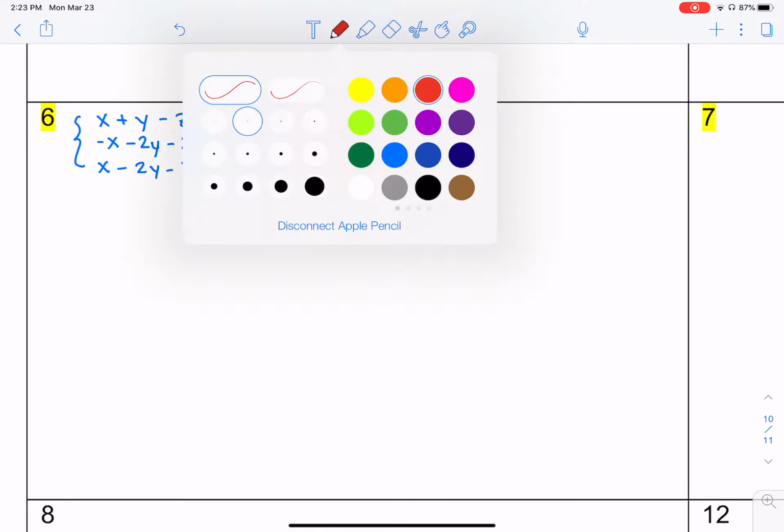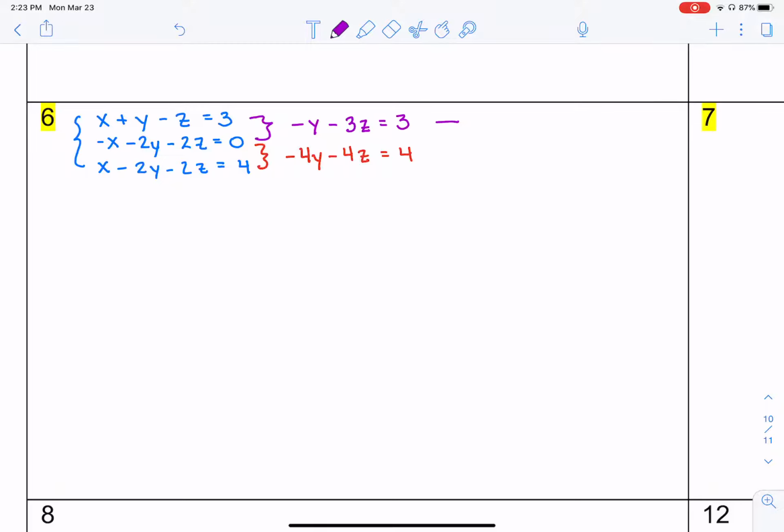But what I can do is rewrite this purple very easily by solving for y. Okay, so if I solve for y on the purple, first thing I'll do is add the 3z over. And then I have to get rid of the negative. So I get y equals negative 3z minus 3. And the reason I solve for y is I'm going to use substitution and plug it in. So back to my red equation. Instead of y, I'm going to plug in negative 3z minus 3.